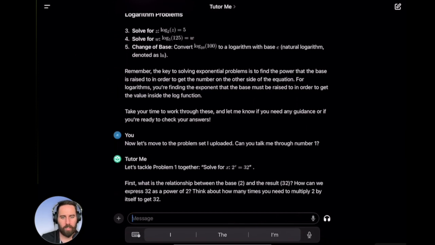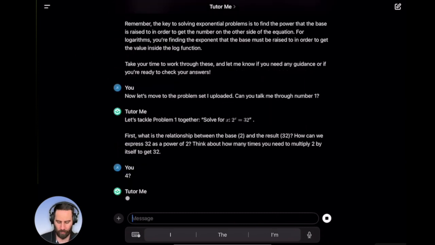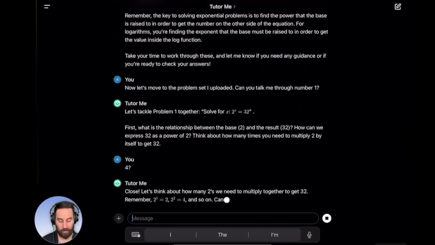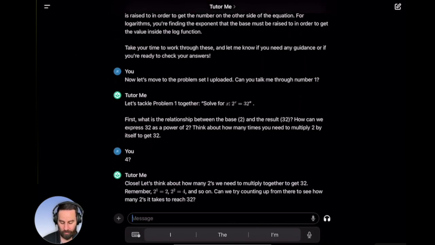Perfect. First, what is the relationship between base 2 and the result of 32? How can we express 32 as a power of 2? And then it asks you, since we started from scratch, it doesn't just give you the answer. It wants you to make sure you know it. So I believe that's 4. How many times do you need to multiply 2 to get close? Let's think about how many 2's we need together to multiply to get 32. Can we try counting how many 2's? Is it 4 2's?